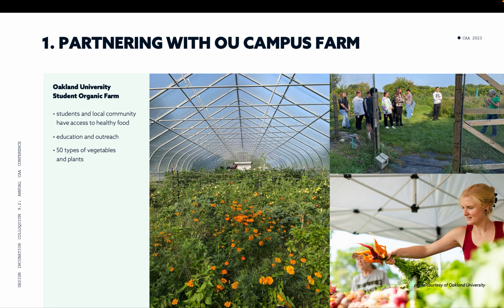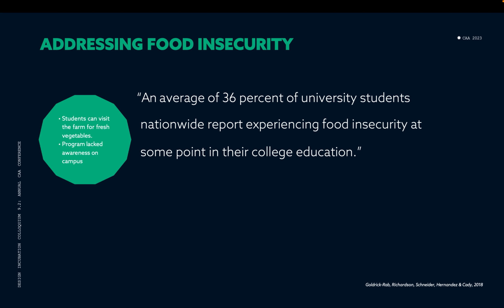We partnered with Oakland University's campus student organic farm for our first project. Students visited the farm to learn about a program called GRIZZ, a partnership with the campus food pantry that aims to alleviate food insecurity for students. An average of 36% of university students nationwide report experiencing food insecurity at some point in their college education. The GRIZZ program gives students access to fresh vegetables, but there was little awareness of this program on campus.